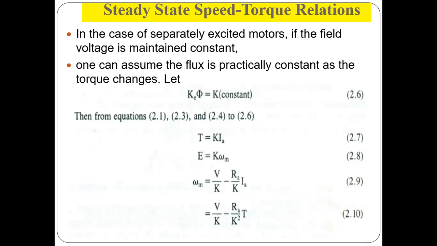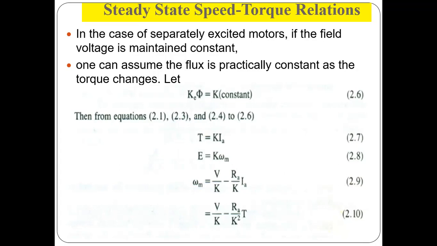Then from equations 2.1, 2.3 and 2.4 to 2.6, we can find the next equation: the torque T is equal to K Ia, where K is the constant and Ia is the armature current. So torque depends on the armature current and the constant K. Now we can write the EMF equation as E equals K omega m.